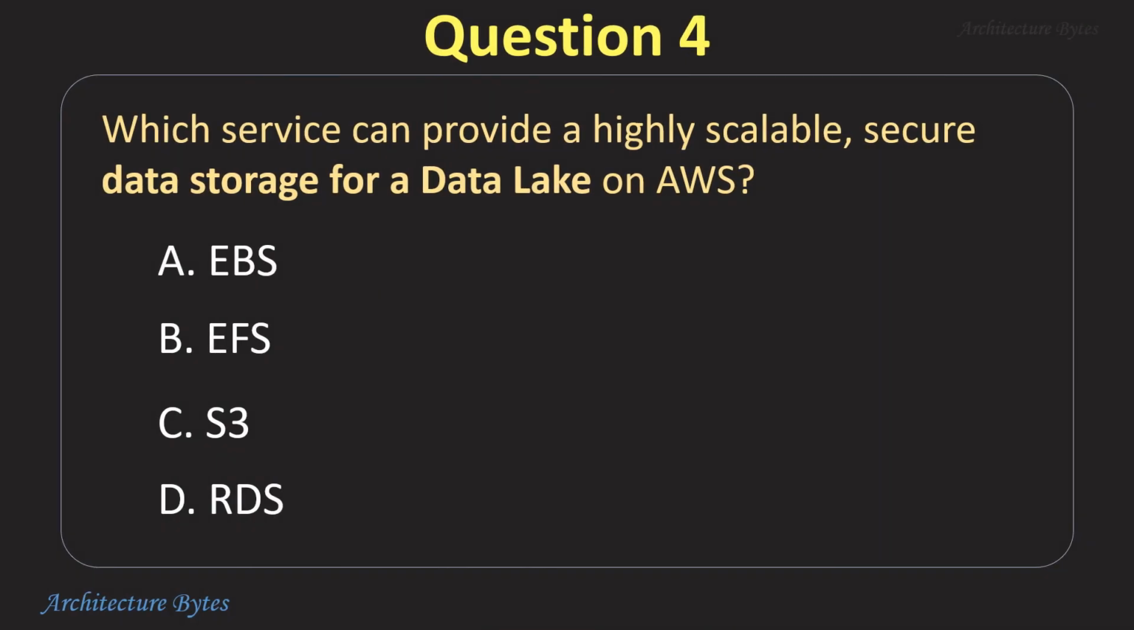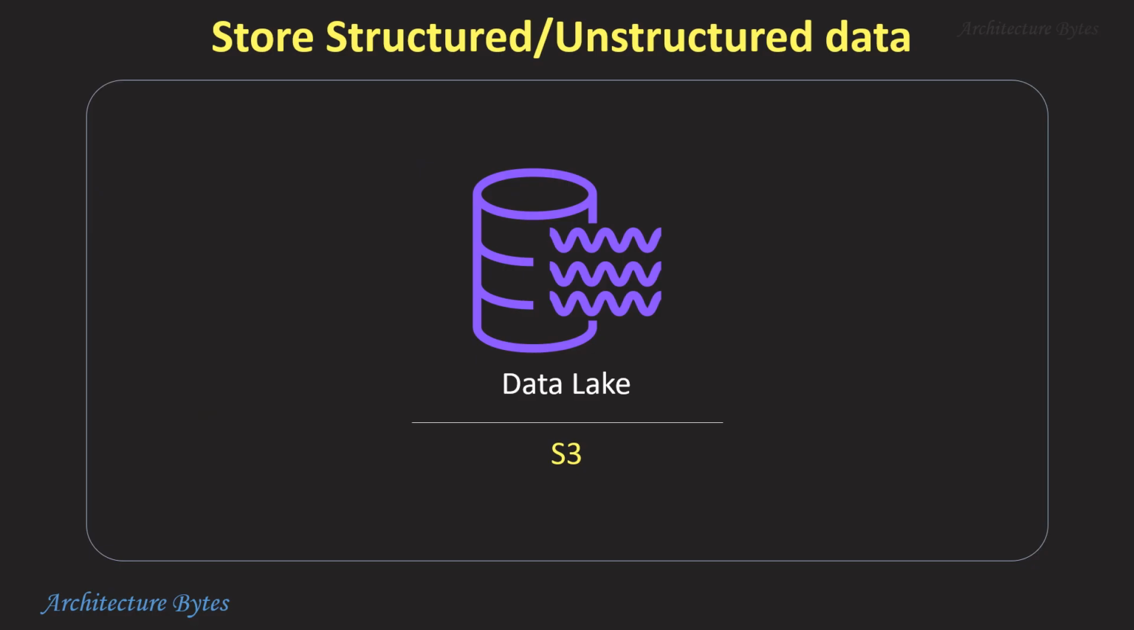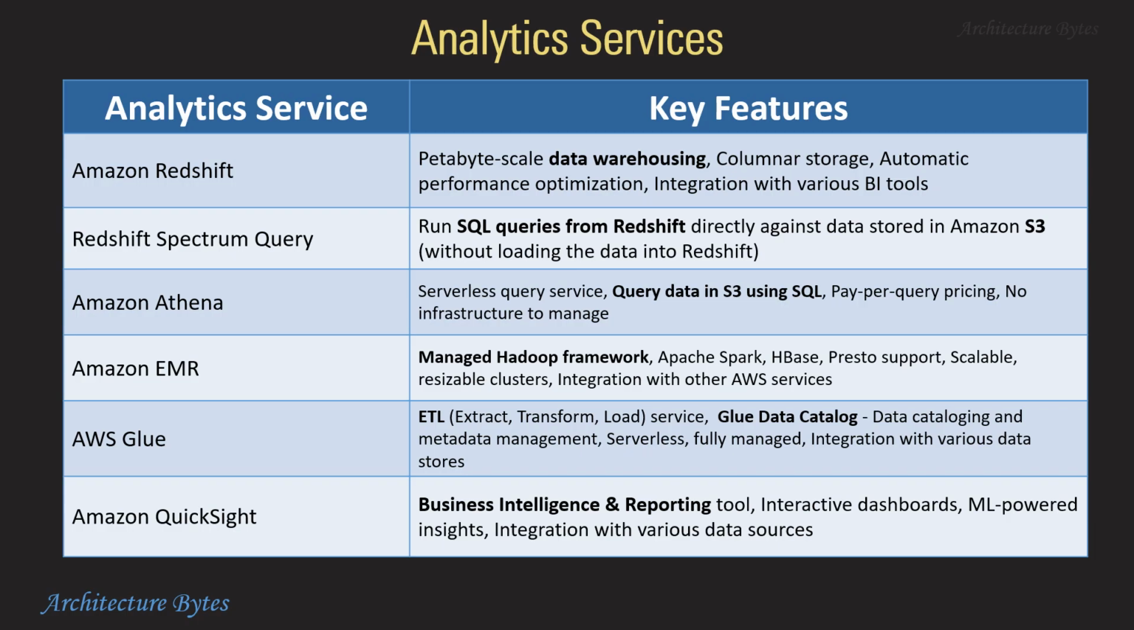Which service can provide highly scalable, secure data storage for a data lake on AWS? Structured and unstructured data can be stored in data lakes in underlying storage S3, which is a highly scalable, cost-efficient storage. Let's look at various analytic services. Amazon Redshift is a petabyte scale data warehousing service. Redshift Spectrum Query can be used to run SQL queries from Redshift directly against data stored in S3. Amazon Athena is a serverless query service which can be used to query data in S3 with SQL.